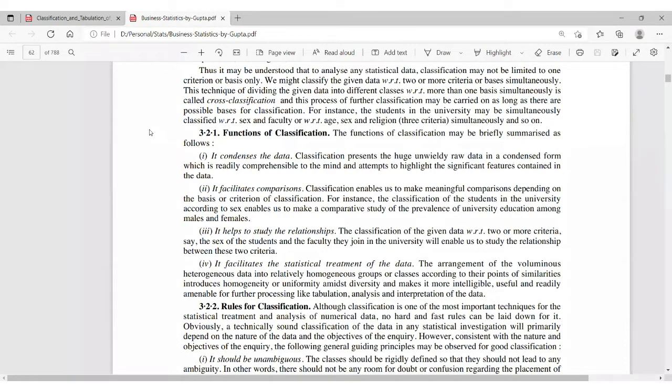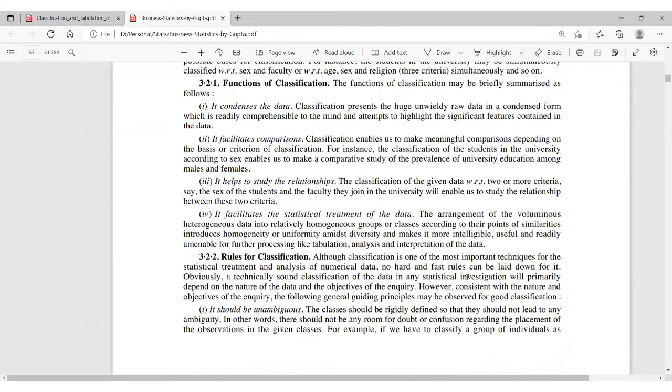Any data, right? When we put some groups or some rows or columns, that is a kind of classification or tabulation, which we arrange in a systematic manner. It facilitates comparisons. It helps to study relationships. It facilitates the statistical treatment of the data, right?